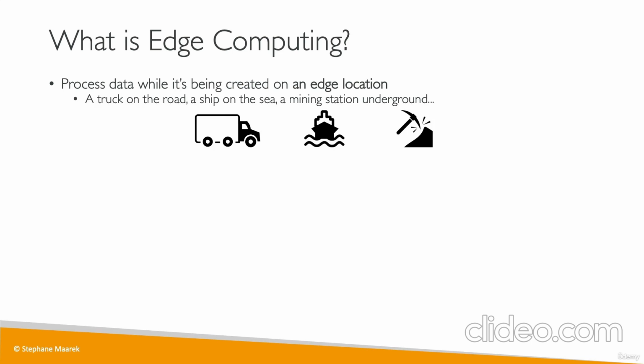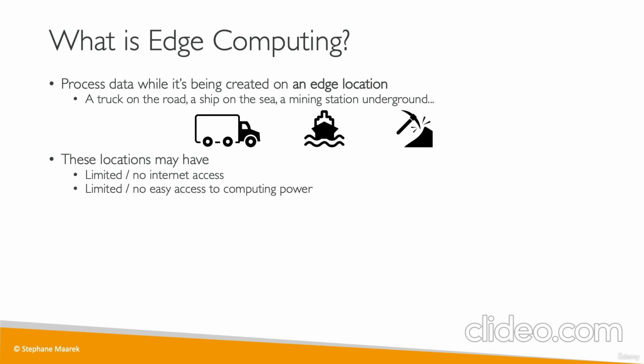So for example, if you have a truck on the road, or if you have a ship on the sea, or a mining station underground, all these things can be called edge locations because they can produce data, but they may not necessarily have internet connectivity. So either limited connectivity or no internet access, or no access to computing power. And so you may still want to run computation, data processing at these locations. And for this, we need edge computing. And so to do edge computing, we can order a Snowball Edge device or a Snowcone and have it embedded into these edge locations and start doing edge computing.